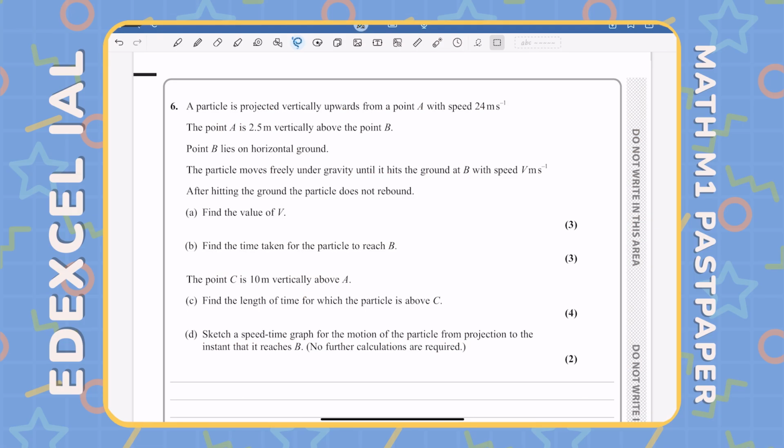All right, now let's solve question number 6. Let's see what it says. A particle is projected vertically upwards from a point A with speed 24 meters per second. Okay, so this is a question about kinematics and it's motion under gravity.